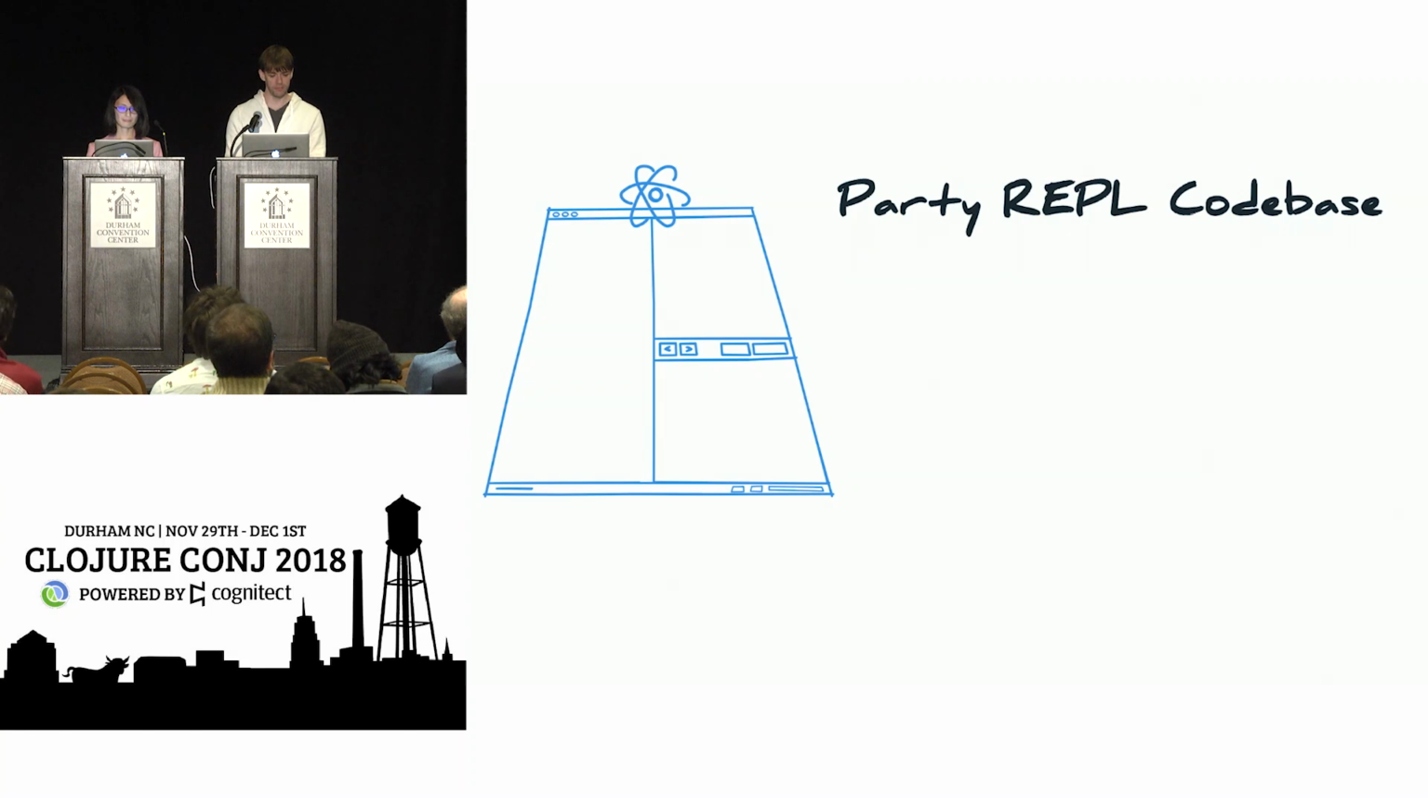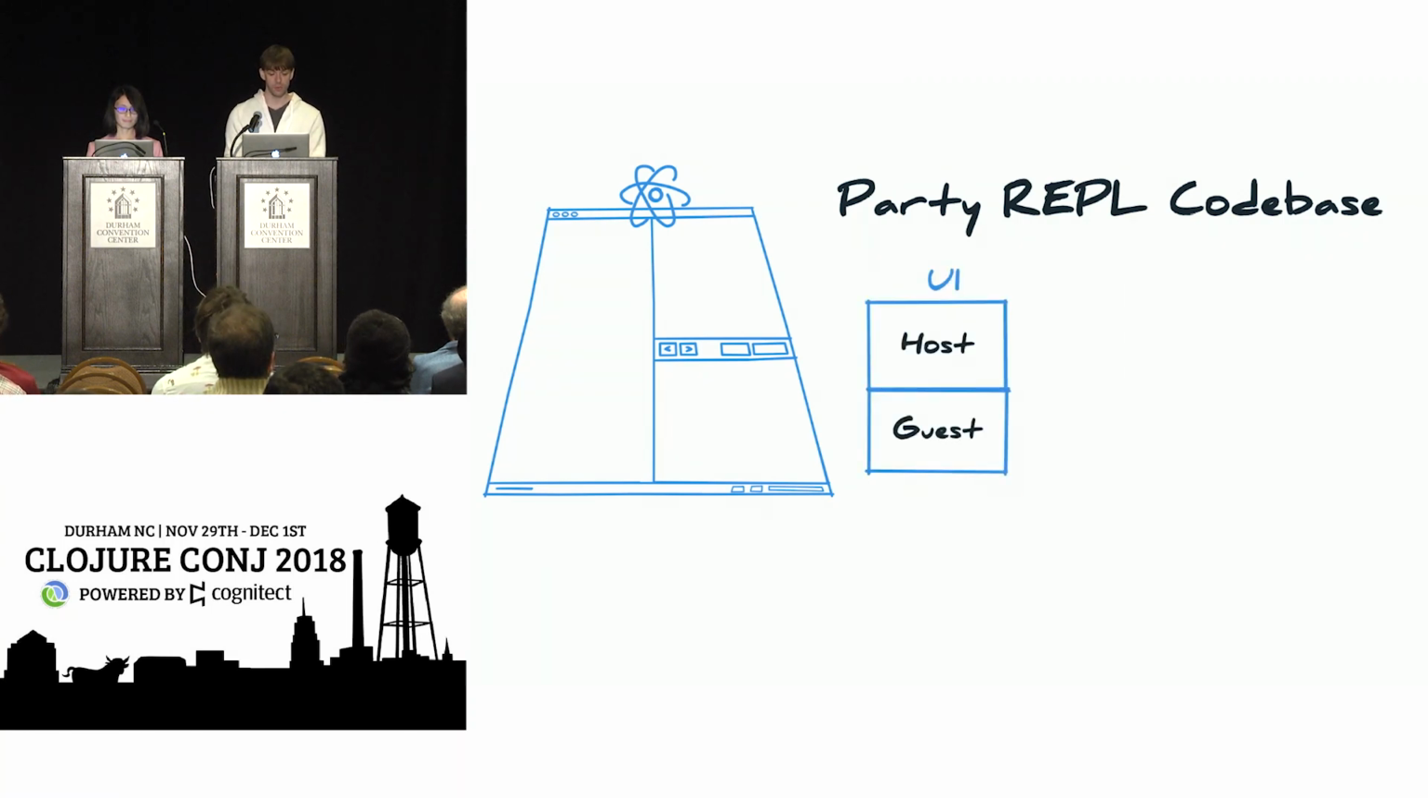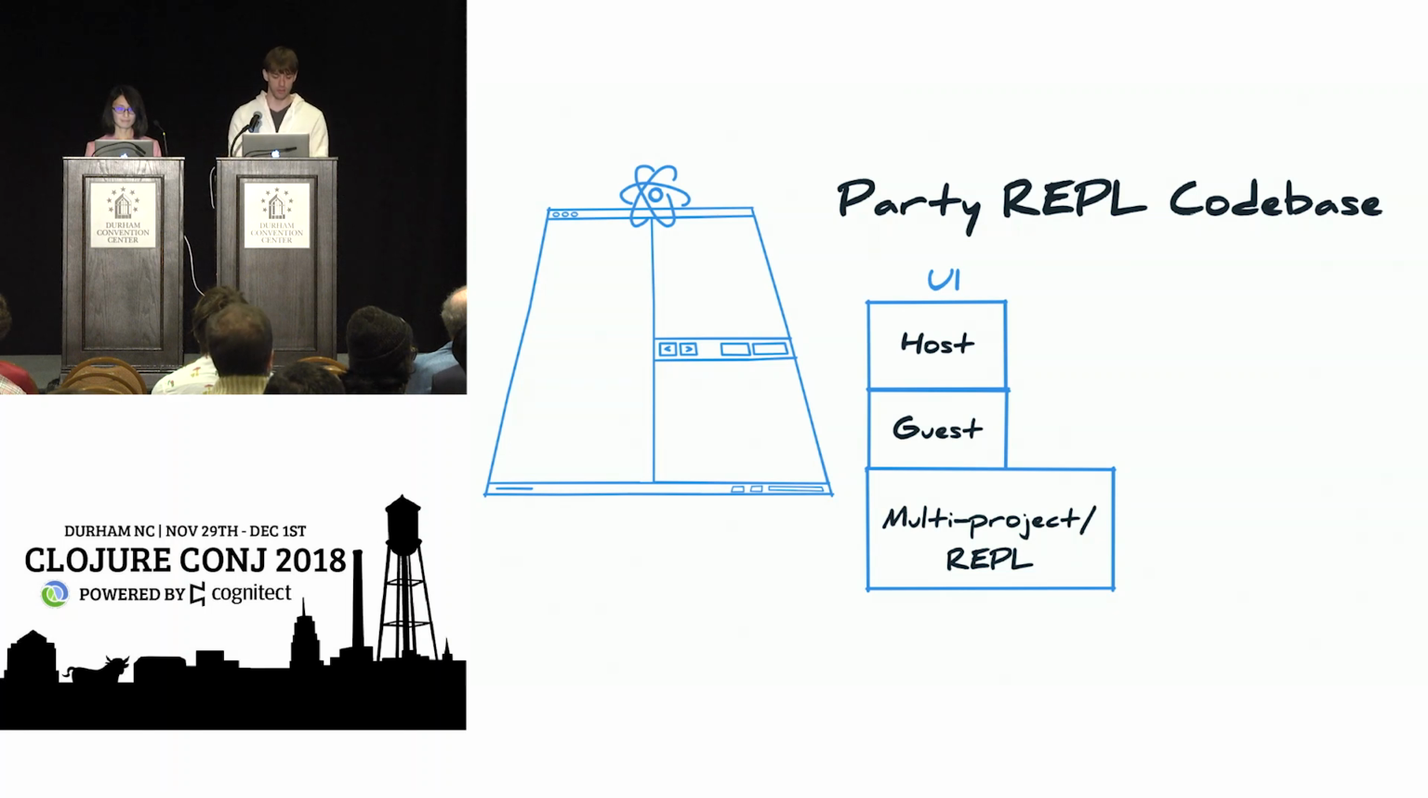So some of Party REPL's code base is just for dealing with UI issues on the host and guest side. For example, when new editors pop up on the guest side, it needs to find them and know that they belong to Party REPL and then insert the menus. Then there's stuff for handling multiple projects, like we showed off in the demo, so that when you run code, it knows which REPL to run the code inside.